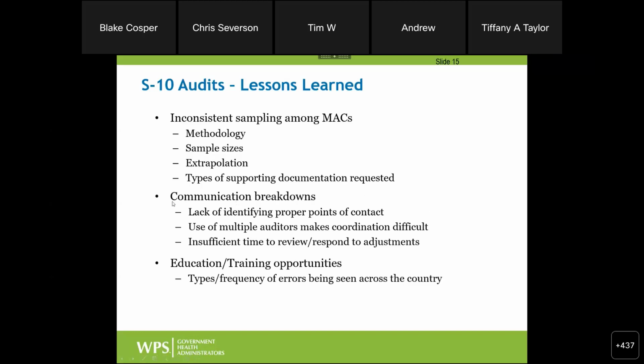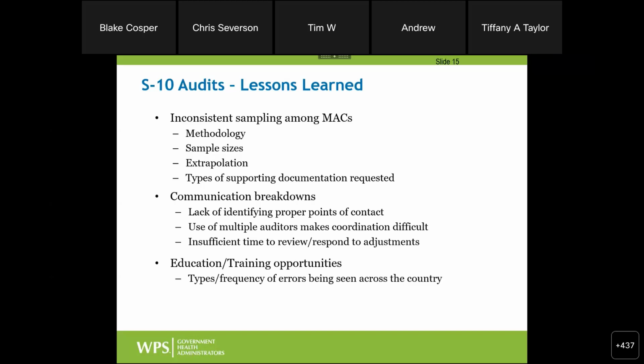There have been some issues with communication breakdowns in the past, so we really try our best to identify the proper points of contact. We actually have a log that we update every time we carry it over from one year to the next, but then throughout that year, if provider contacts have changed, then we update the log. We just keep carrying it forward.